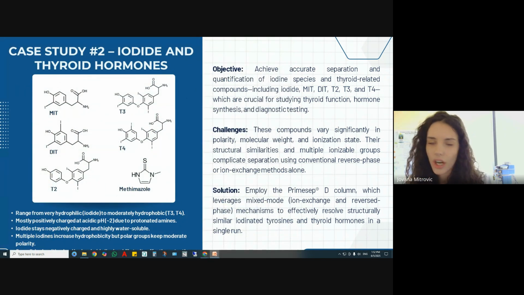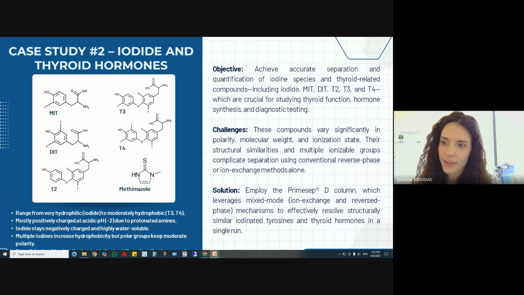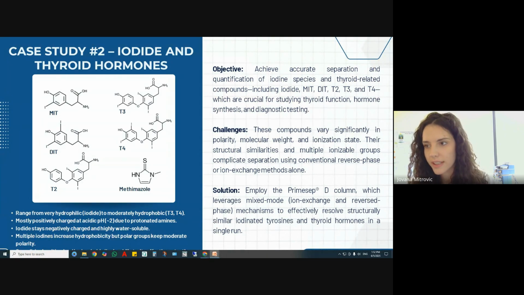Now, let's dive into our second study, where we focus on the separation of iodide, thyroid hormones, and also methimazole, which is an antithyroid drug. Why are these analytes challenging? Thyroid hormones have very similar structure, often differing only by number of iodine atoms. They also contain multiple ionizable groups, which means they can interact in complex ways with the stationary phase. And having iodide, a very polar inorganic ion in this example, adds additional complexity.